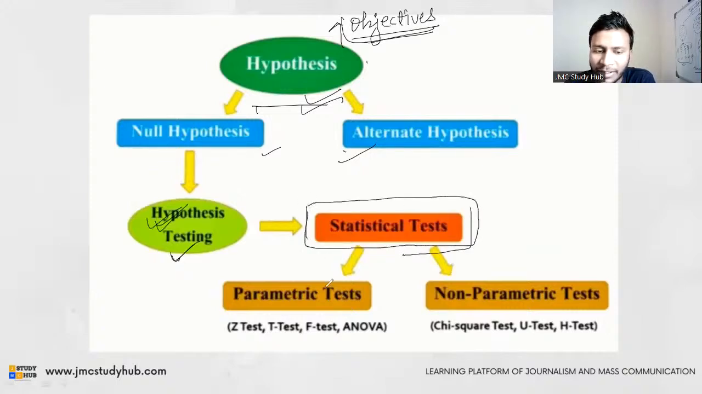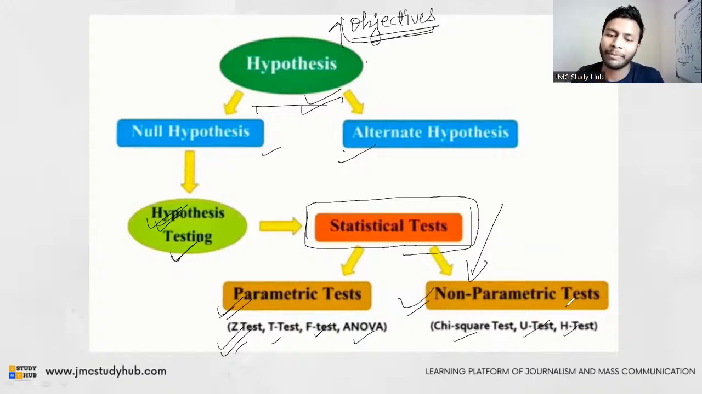So what are the statistical tests and which comes under what? That is described by parametric and non-parametric tests. So here is where the concept of parametric and non-parametric is used, when you use a statistical test to test the null hypothesis. Under parametric and non-parametric we have the Z test, T test, F test, ANOVA. Similarly, in the non-parametric tests, the chi-square, U test and H test.